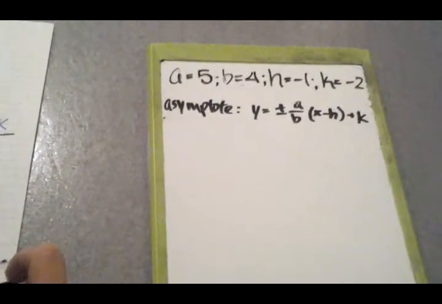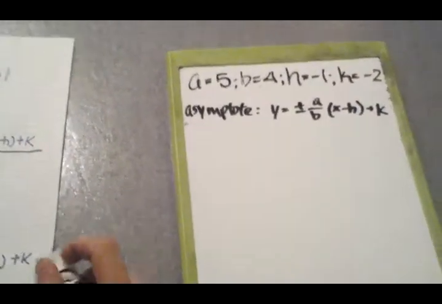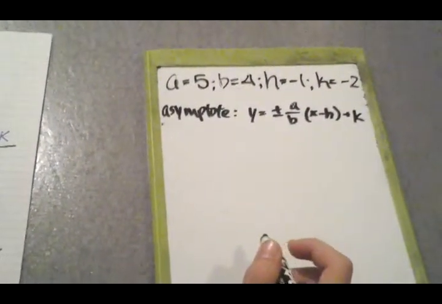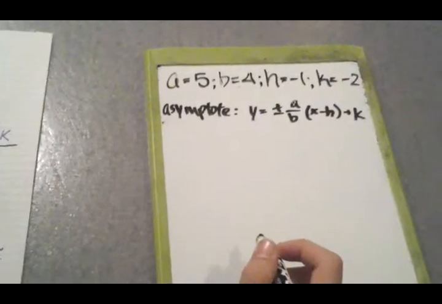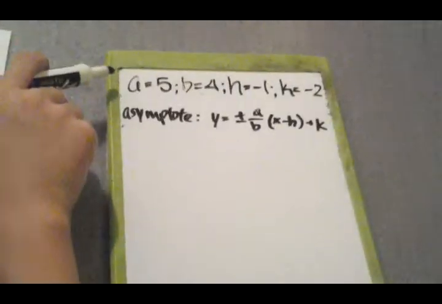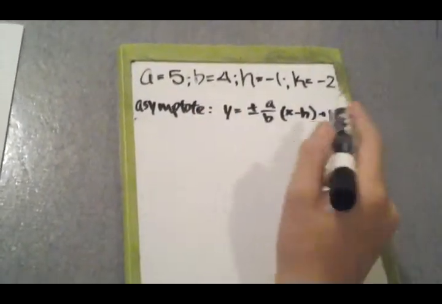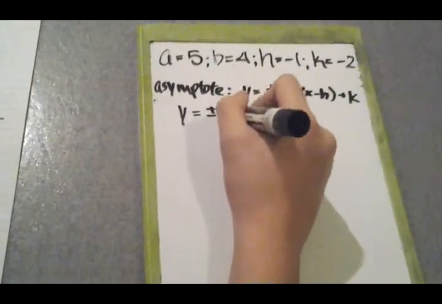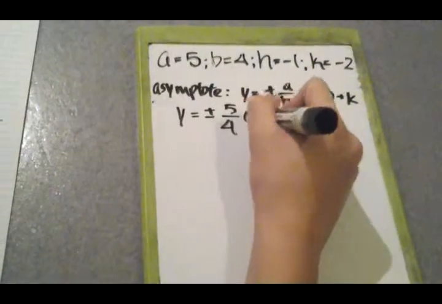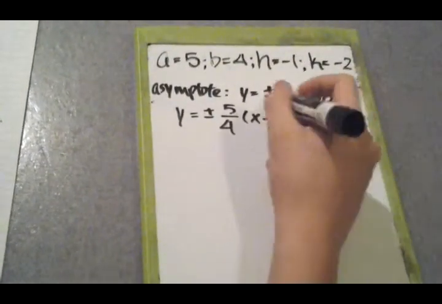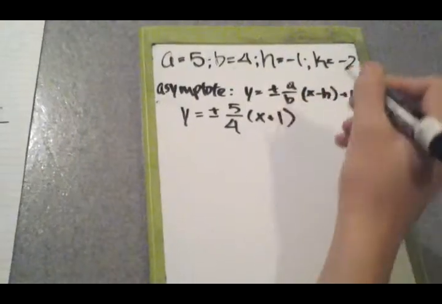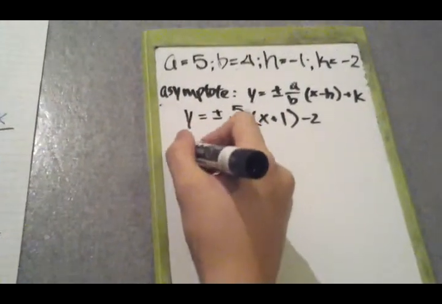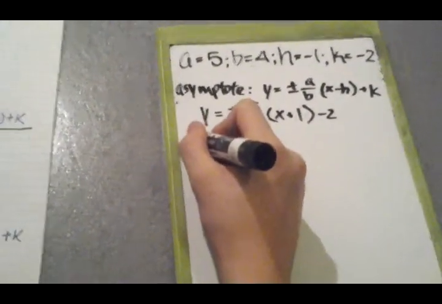Now you have a, b, h, and k. The equation for the asymptote for a vertical hyperbola is y equals plus or minus a over b times quantity (x minus h) plus k. Now we take the values from up here, a, b, h, k, and substitute them into the equation. You get y equals plus or minus 5 over 4 times quantity (x minus negative 1). Since that's a double negative, it's a positive 1. Minus 2. So now you have the equation for the asymptote, and now you have to graph the asymptote and the vertices on a graph.